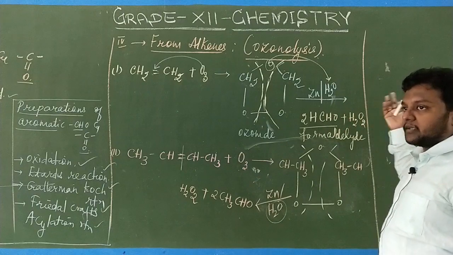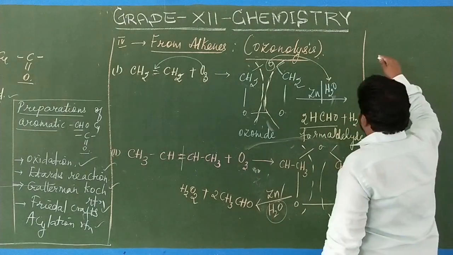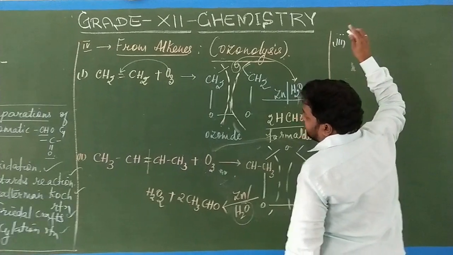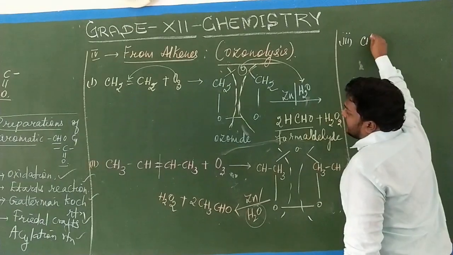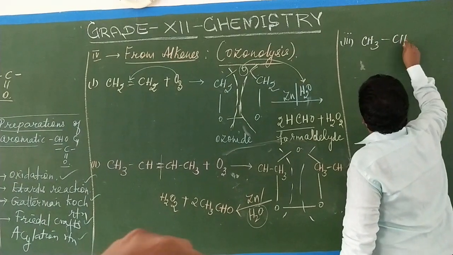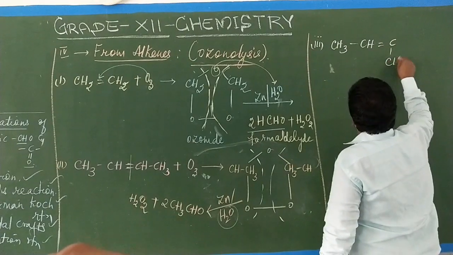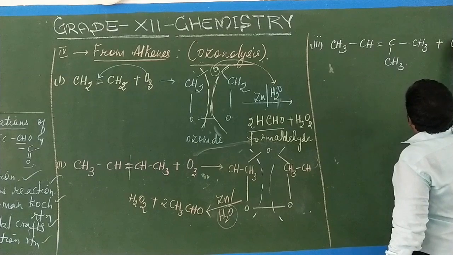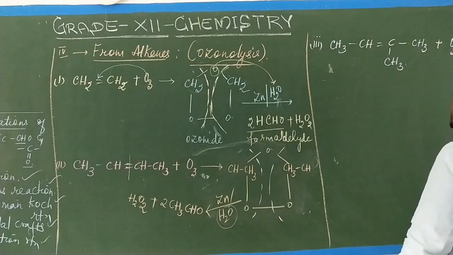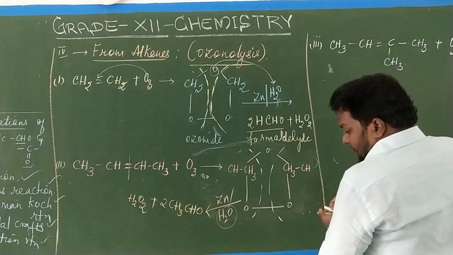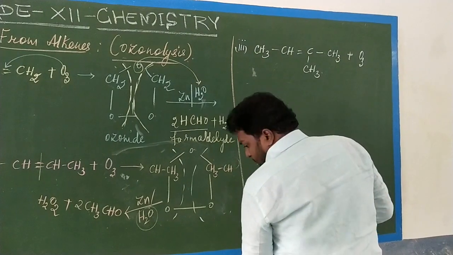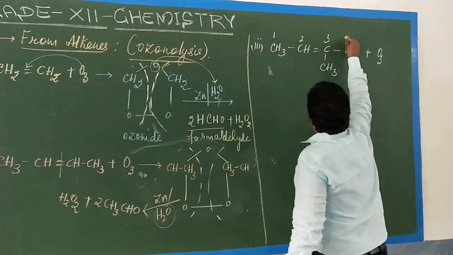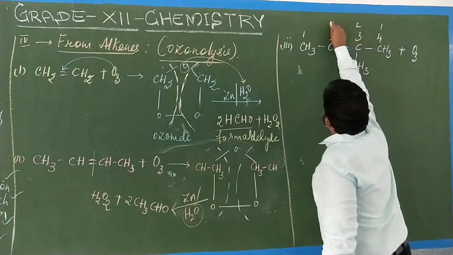Now what do we have to go for? We have to go for ketone. For ketone, the reactant we can take is CH3–CH=C(CH3)–CH3 with ozone. What is the name of this compound? The name of the compound will be: 1, 2, 3, 4. Similarly 1, 2, 3, 4.